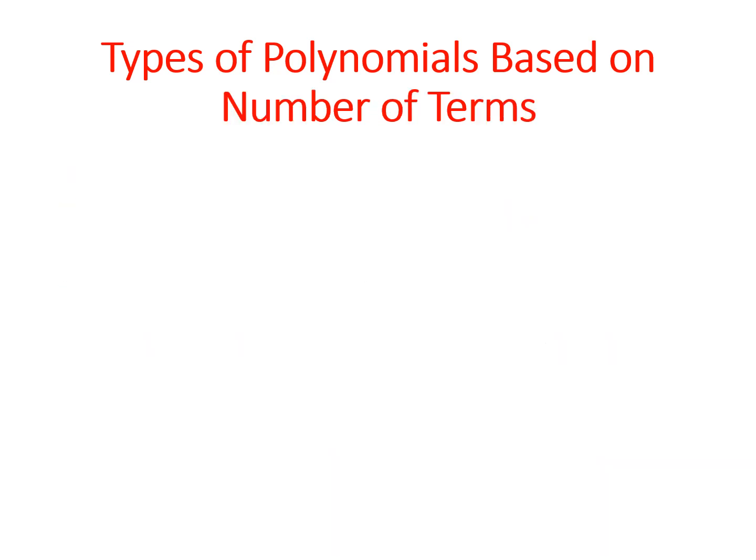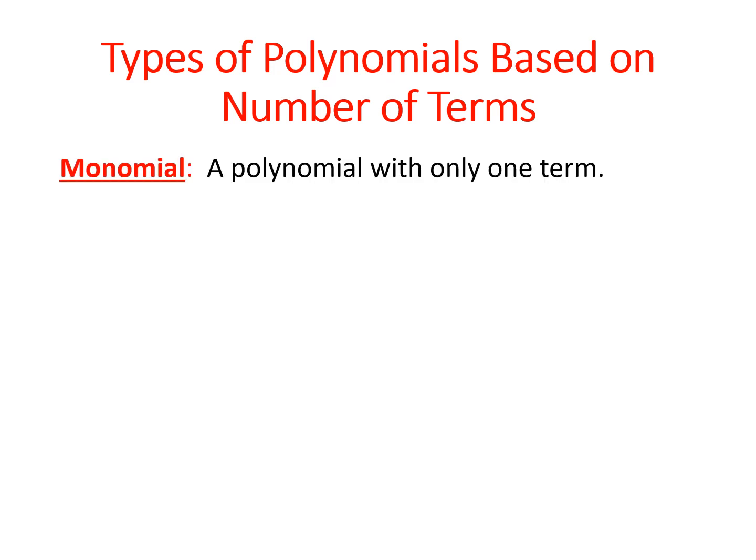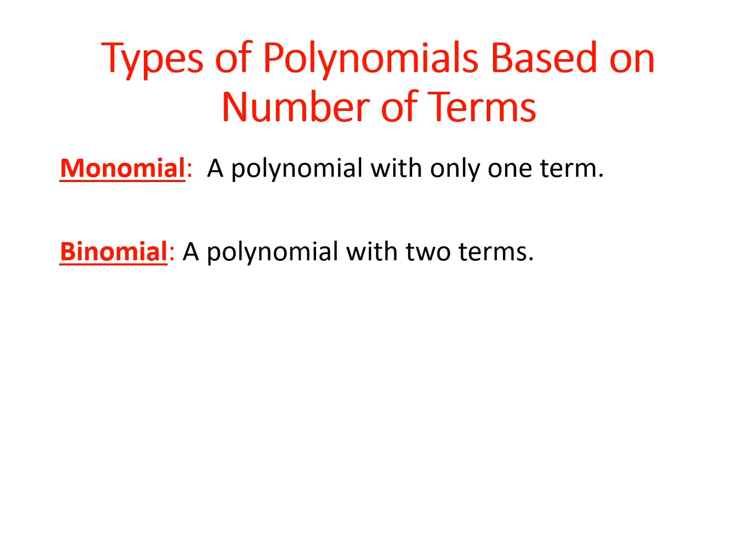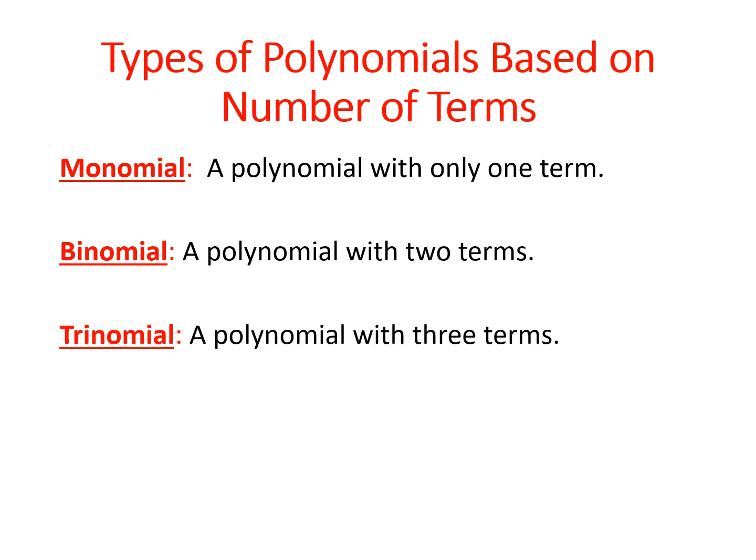All right, we can also name polynomials based on the number of terms that they have. And these hopefully will be pretty easy for you to remember. The first one is called a monomial, or monomial, however you prefer to pronounce it. Mono meaning one, so that's a polynomial with only one term. A binomial, like a bicycle, has 2 tires, so that's a polynomial with 2 terms. And then lastly, a trinomial, like a tricycle that has 3 wheels, is a polynomial that has 3 terms.